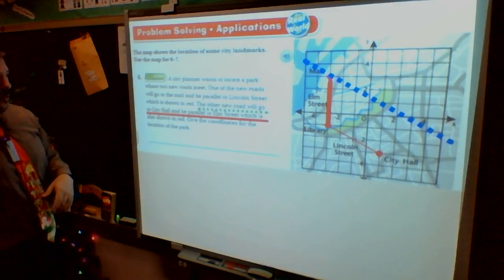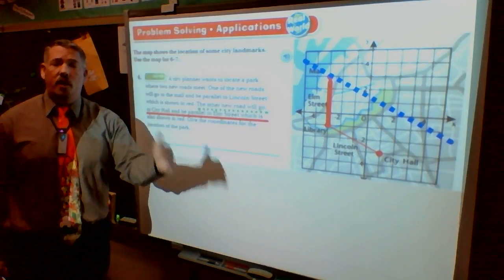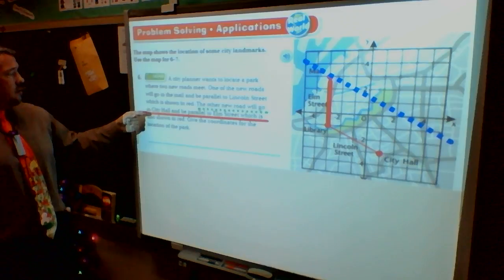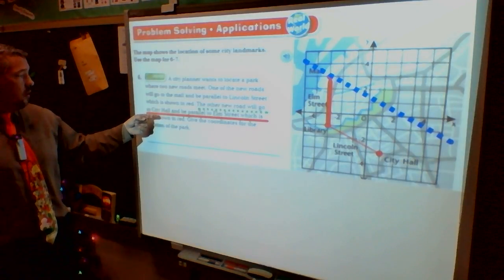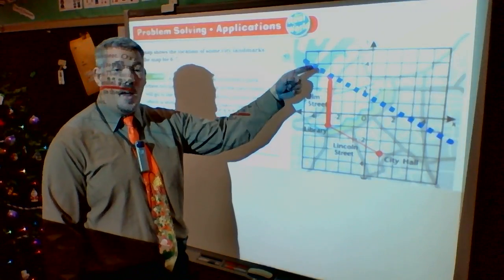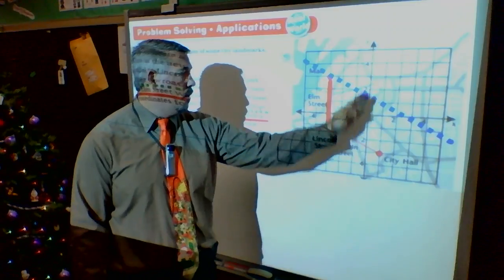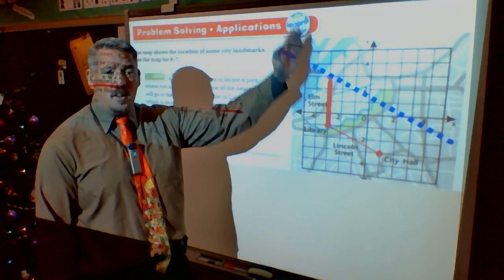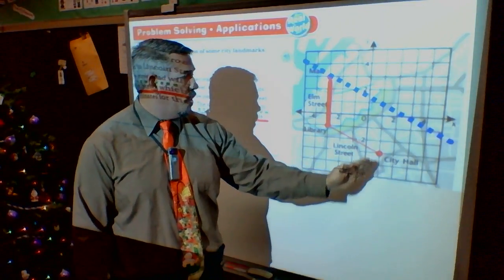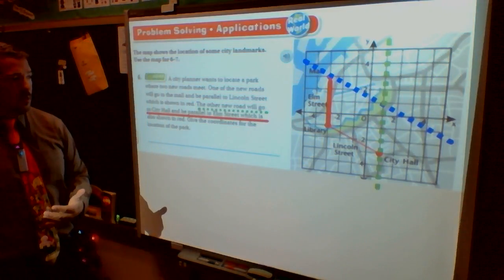The next one then that we have is another new road, and I'm going to do this one in a dotted green. It is going to go to City Hall and be parallel to Elm Street. So now you see that I've darkened this one and made it thicker in red, and I know it's going to touch City Hall and be parallel. This is on a y-axis going straight up and down, so the one that I'm going to draw in green is also going to go straight up and down on the y-axis.